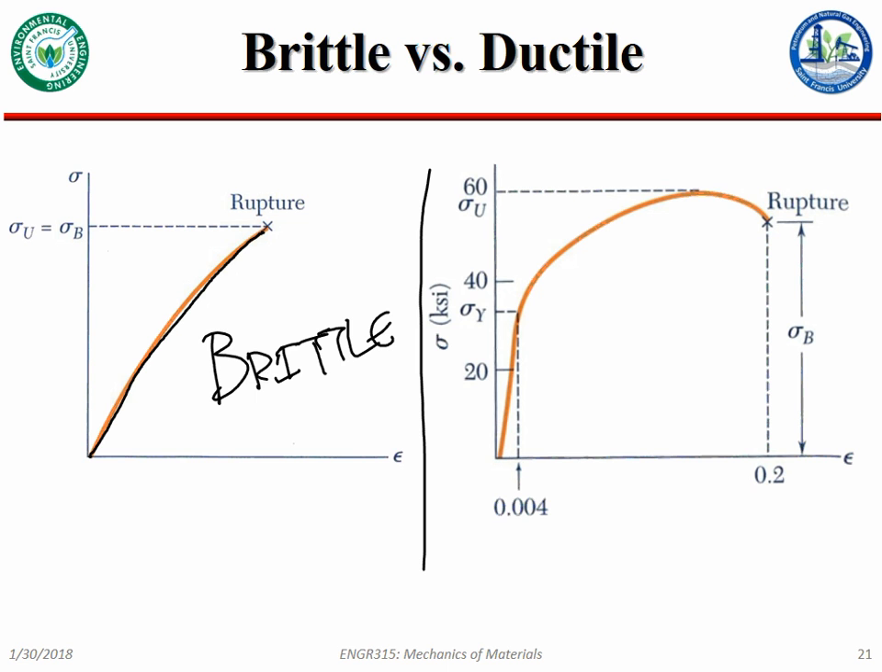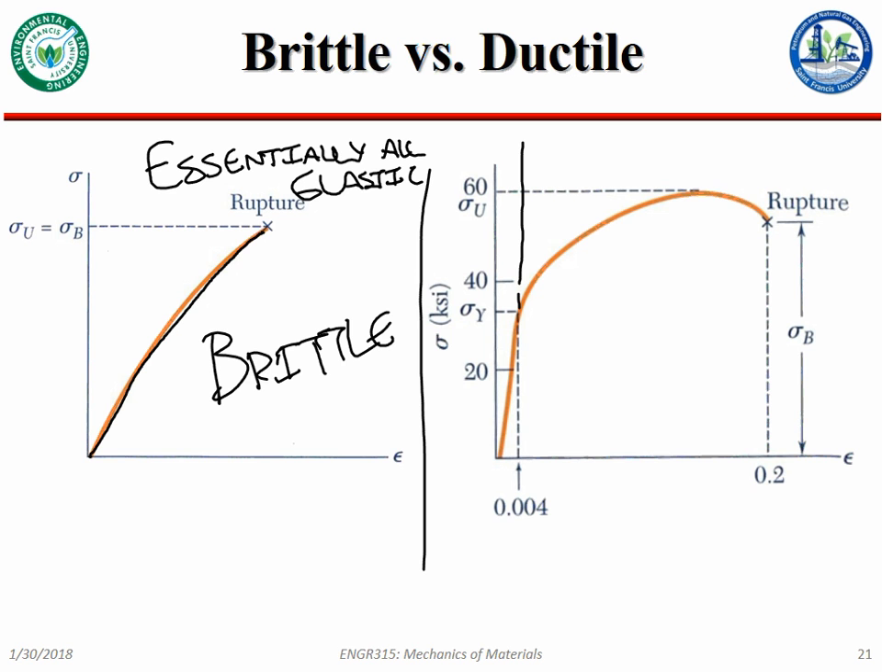So on a ductile material, that'd be anything before yield. Here too would be anything before yield. Essentially everything is elastic. And as soon as it starts to yield, the thing just goes. That's a brittle material.